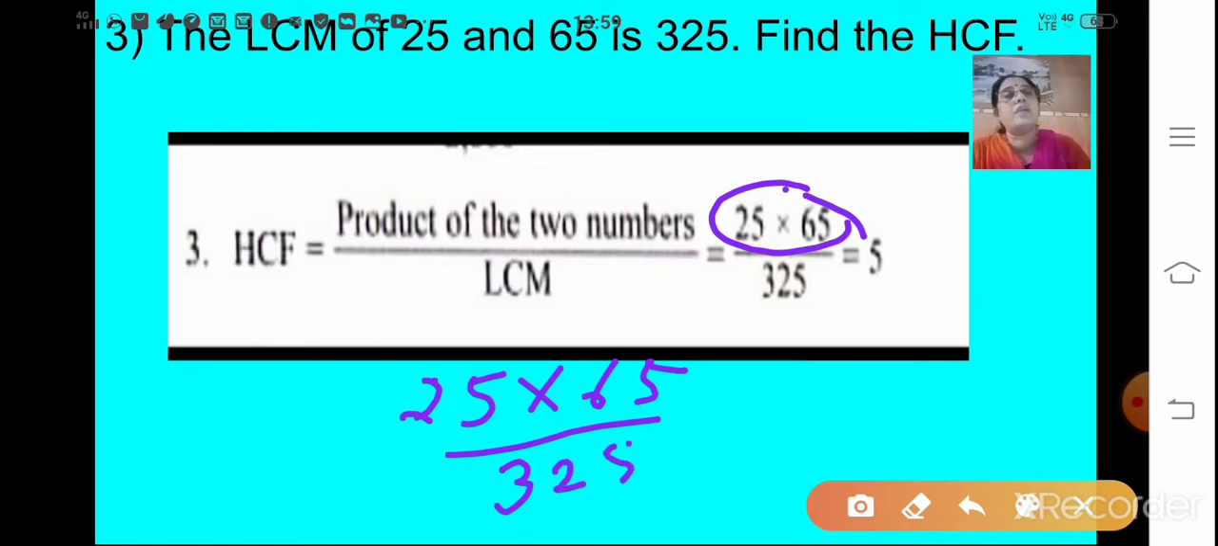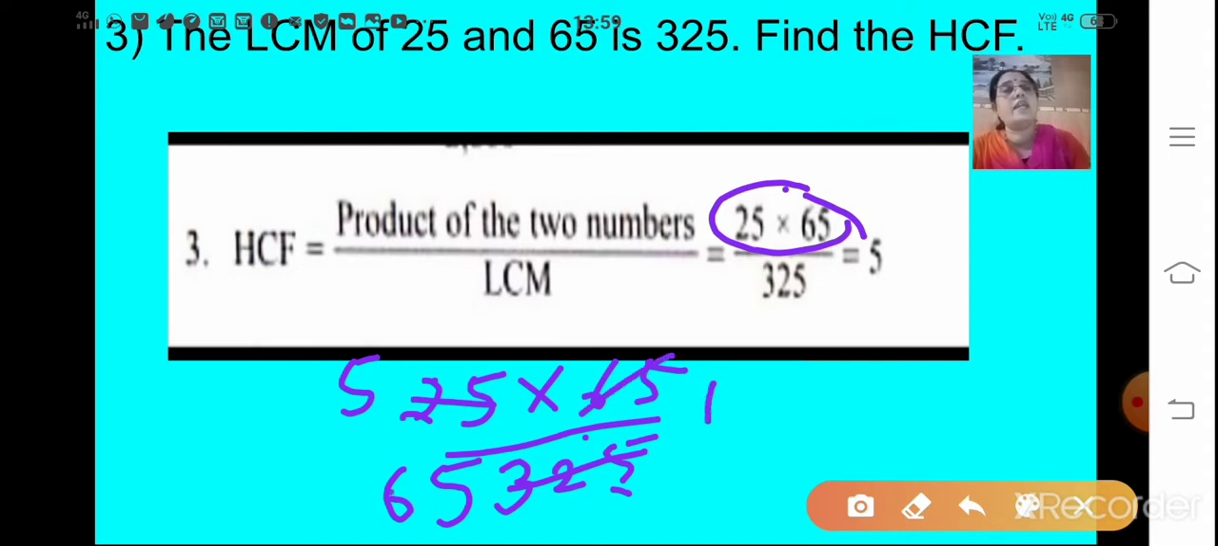Now this is divisible by 5. So 5 5s are 25. This will be 5 6s are 30, 31, 32, 5 5s are 25, and 65 ones are 65. So this 65 gets cancelled. So your answer is 5. So using the cancellation method, you can divide and cancel here, or you can multiply 25 into 65 and then divide it by 325.